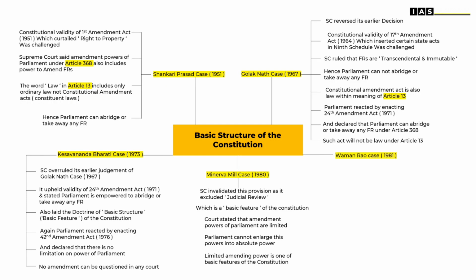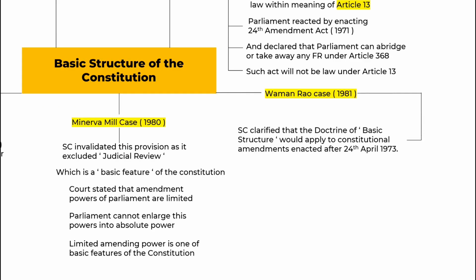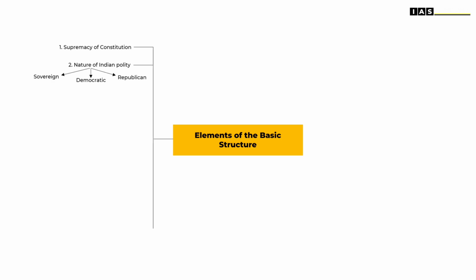In Vaman Rao case 1981, Supreme Court clarified that doctrine of basic structure would apply to constitutional amendments enacted after 24th April 1973. Elements of basic structure. First, supremacy of the Constitution. Second, nature of Indian polity, that is sovereign, democratic and republican. Third, secular character of the Constitution. Fourth, separation of powers between legislature, executive and judiciary.